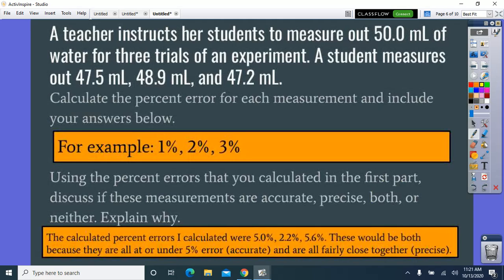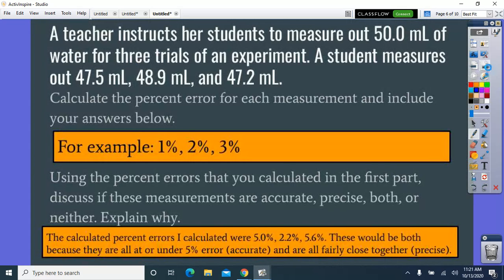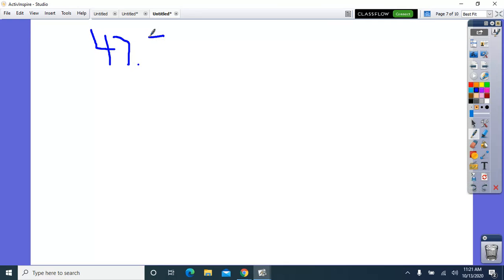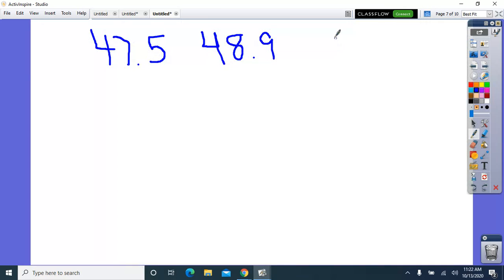All right, a teacher instructs her students to measure out 50 mL of water for 3 trials of an experiment. A student measures out 47.5 milliliters, 48.9 milliliters, and 47.2 milliliters. All right, so we're actually going to work this on the next page. So, 47.5, 48.9, and 47.2.